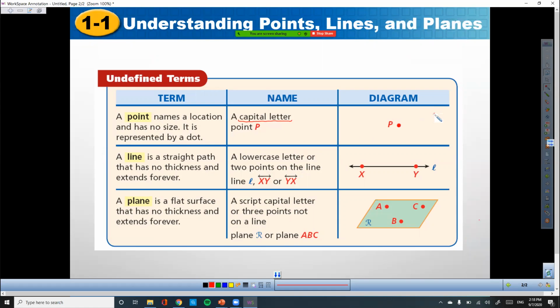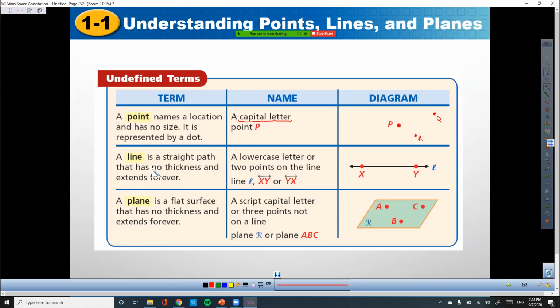If I were to have another point here, I would name that point with a capital letter such as point Q. Or if I write another one here, I can name that with a capital letter R, and so on and so forth. Again, when we name a point, we must use capital letters.